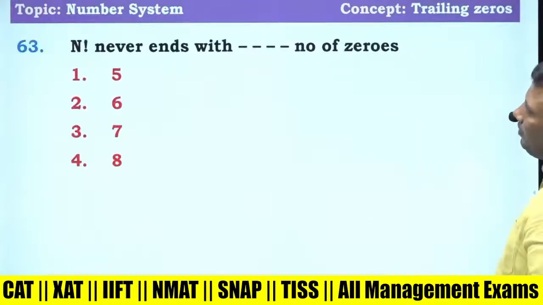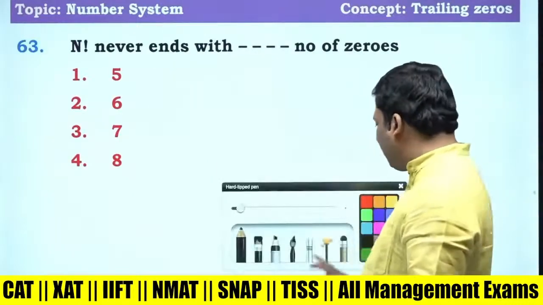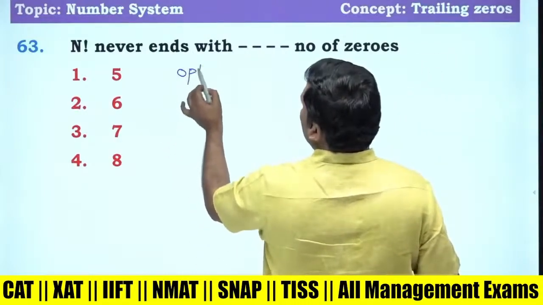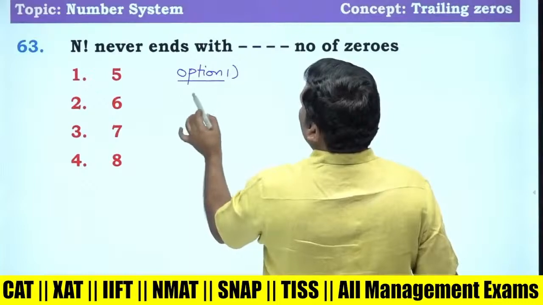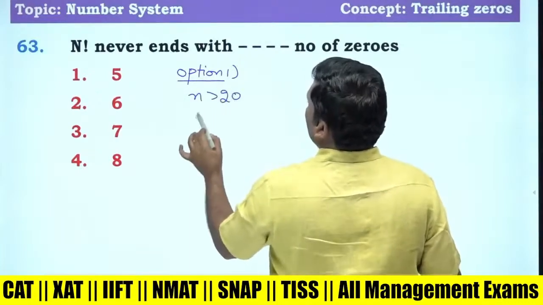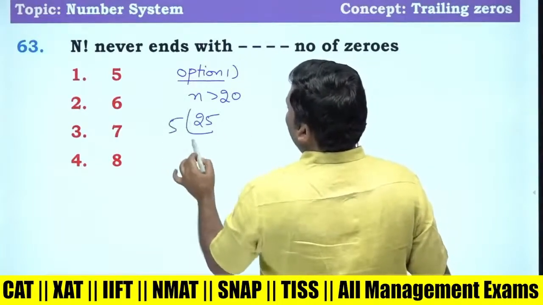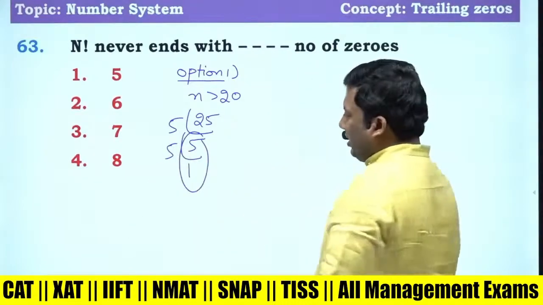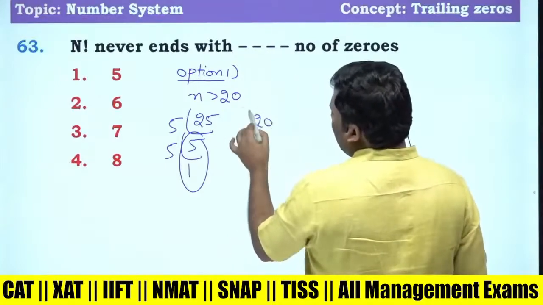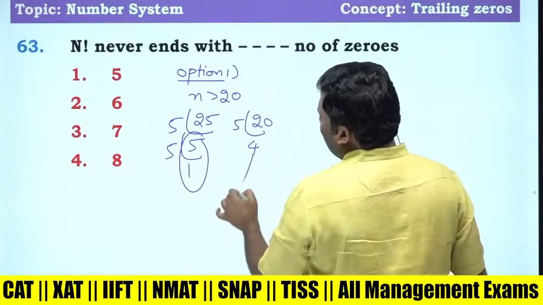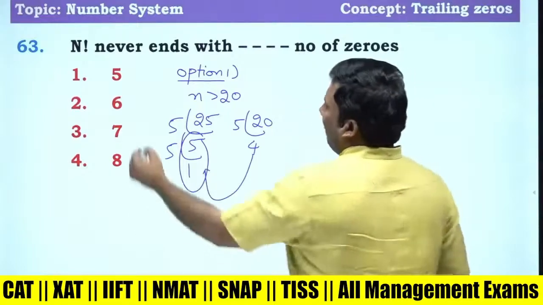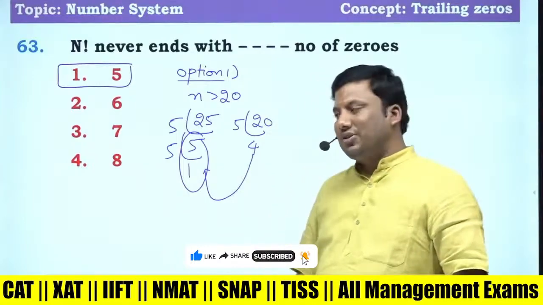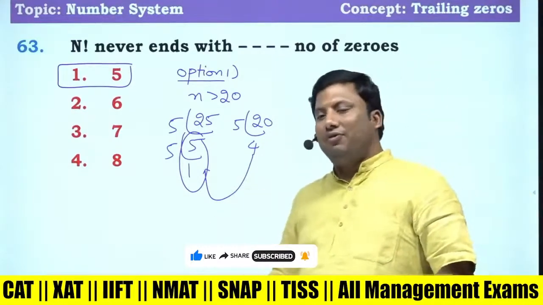Next one. N factorial never ends with... Suppose I take option 1, n is greater than 4x, 20. Multiple of 5 greater than 20: 5 5s are 25, 5 1s are 5. 5 plus 1 is 6. 25 gives 2 powers of 5. Previous it is 4, so from 4 to 6. 5 can never occur. There is no factorial which will end with 5 zeros at the end because of the n greater than 4x concept.